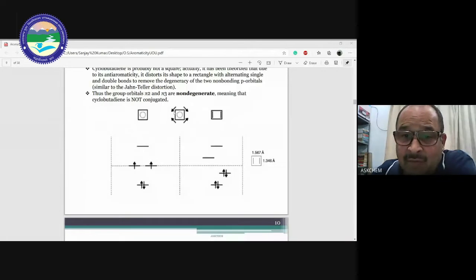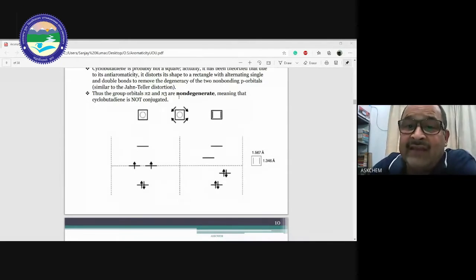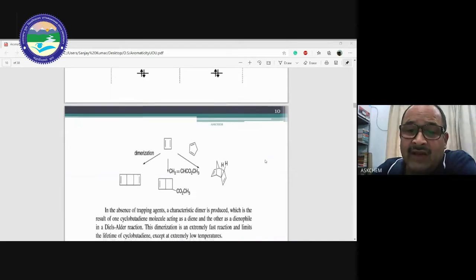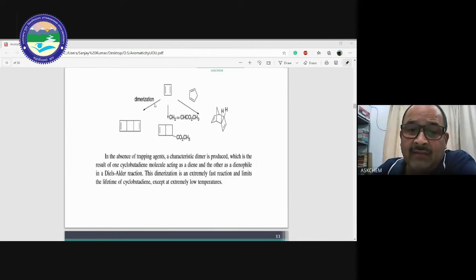So cyclobutadiene, instead of adjusting in the perfect square as expected for an aromatic compound, has a rectangular shape where the single bond is 1.567 angstrom and the double bond is 1.346 angstrom. And this is the case that the group of orbitals pi 2 and pi 3, although degenerate in the case of HMO calculation, are no longer degenerate because of Jahn-Teller distortion, due to anti-aromaticity, and this compound becomes anti-aromatic.